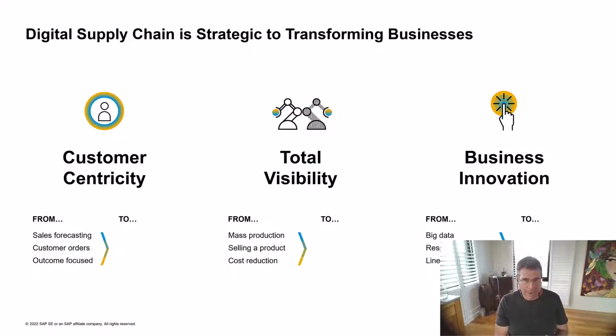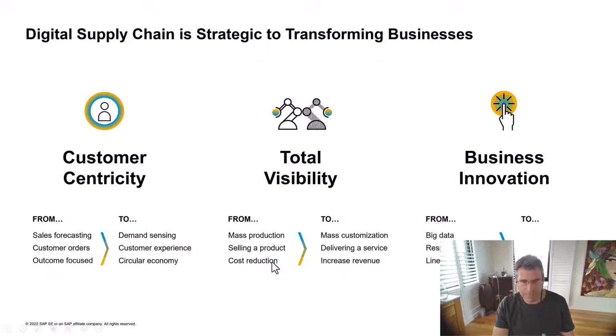So to wrap up there, we like to keep these sessions short. So the idea, of course, is we want to be improving. From basic sales forecasting, we want to be moving to demand sensing and improving customer experience, and of course the circular economy. From a visibility point of view, we want to be able to do mass production, mass customization, and everything else. And from an innovation point of view, we want to be driving intelligent analysis and predictive and agile ecosystems.